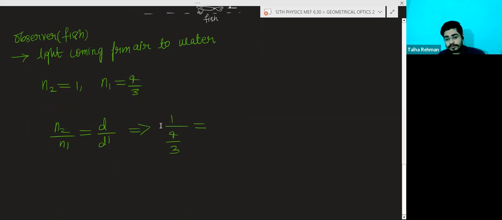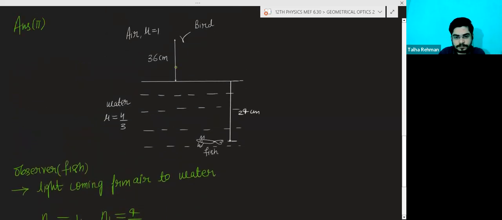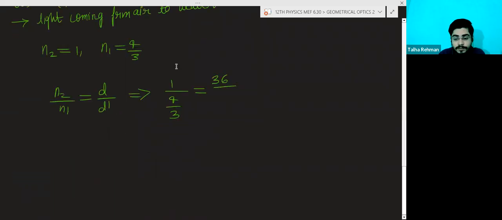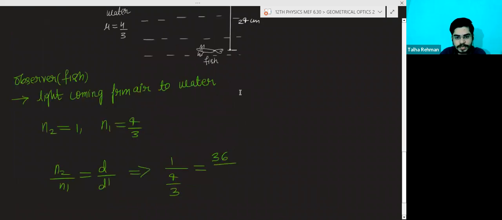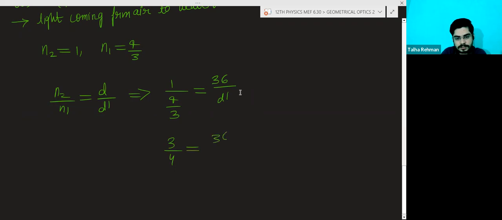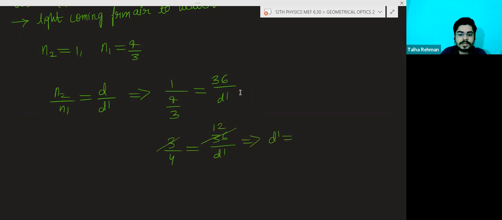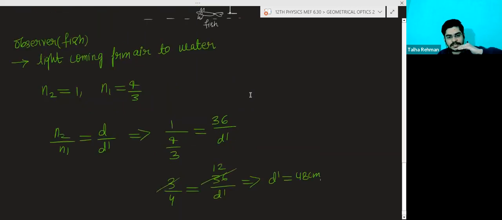Now the apparent depth of the bird you will take 36. Real depth of the bird, this is the real height of the bird, and the height we will take from the interface, 36, and D dash we want to find. So it will become 3 by 4 equals 36 by D dash. So what will be D dash? D dash will be 48 centimeter. So from the surface, the bird will appear at a distance of 48 centimeter.